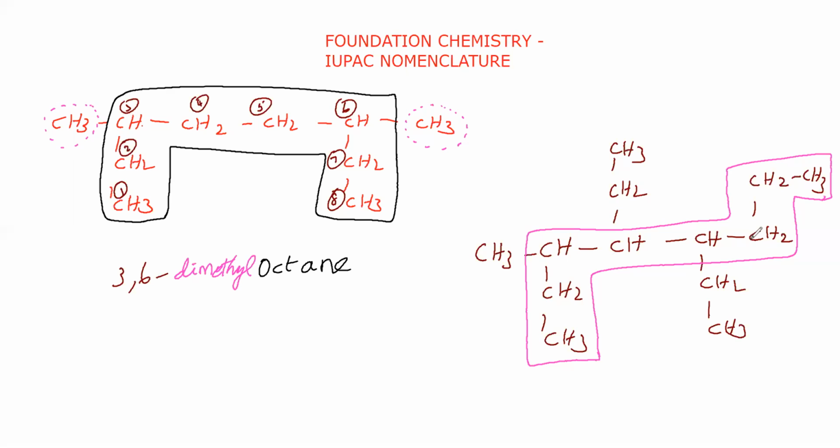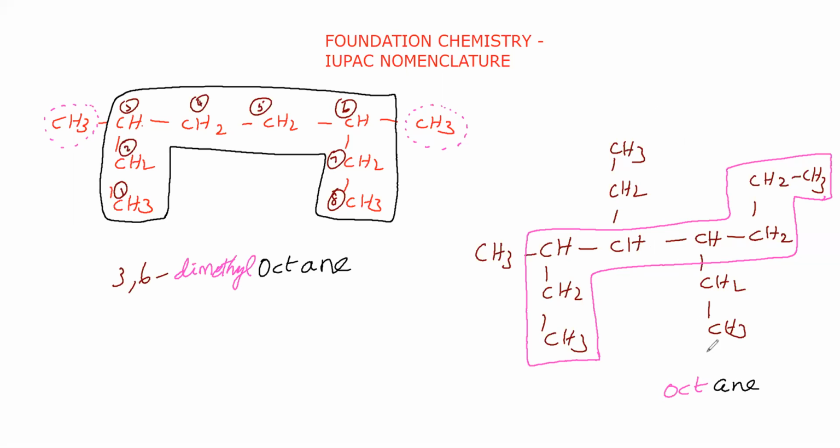Count 2, 4, 6, 8. Therefore, oct. We can say oct. Oct is the root word. 8 carbons are there in the parent chain. Therefore, we said oct. Then we will say primary suffix. What is the primary suffix? Means carbon-carbon single bond is there. Therefore, ane. Carbon-carbon single bond. Therefore, ane we can say.